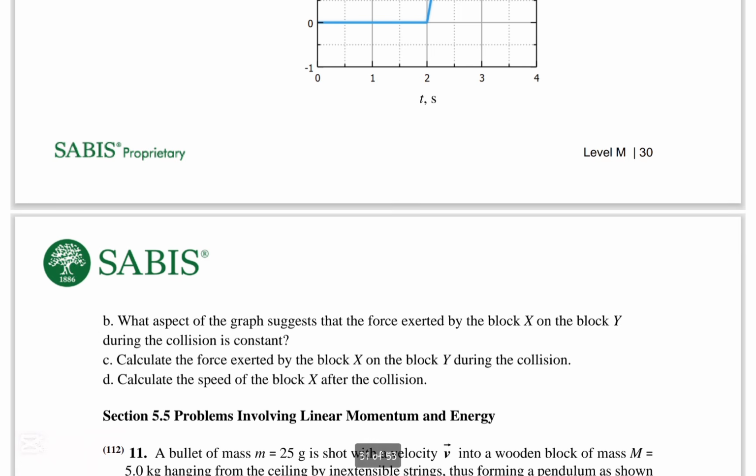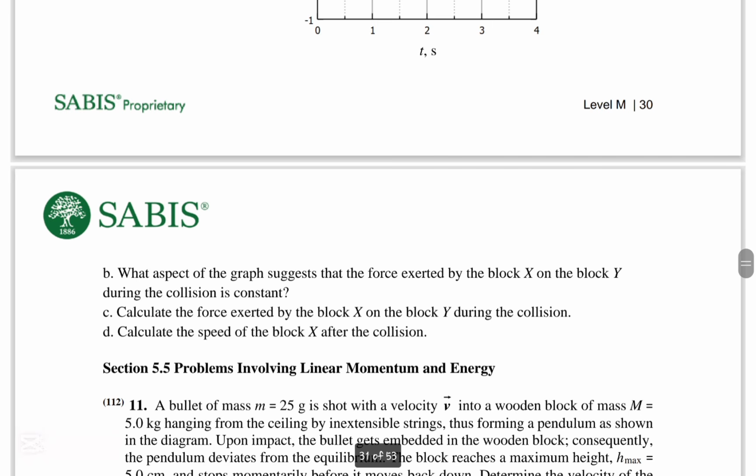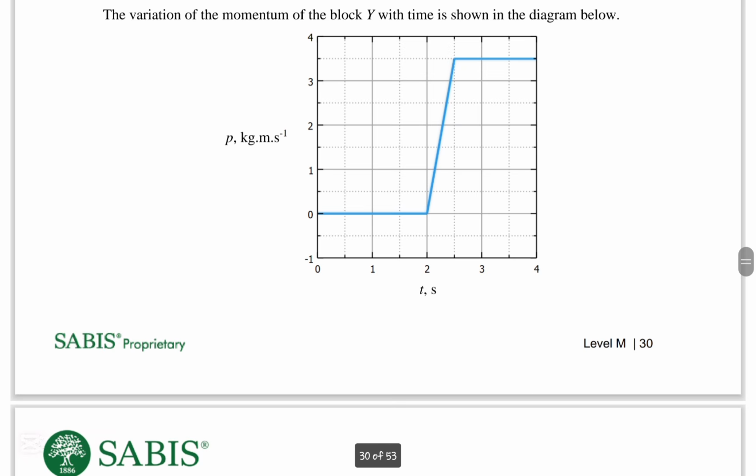Part B says, what aspect of the graph suggests that the force exerted by block X on block Y during the collision is constant? Very simply, we go back to the moment of collision, which is over here, when the second block Y gains the impulse. If you look at this slope, the slope of the graph corresponding to the collision, it's a constant value. It's a linear line, right?